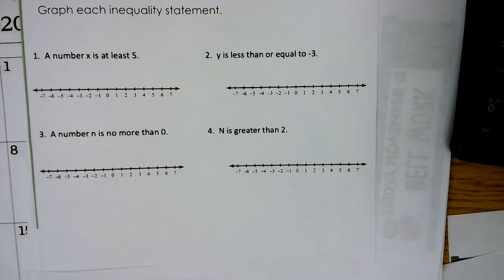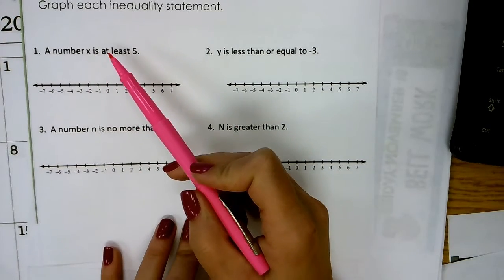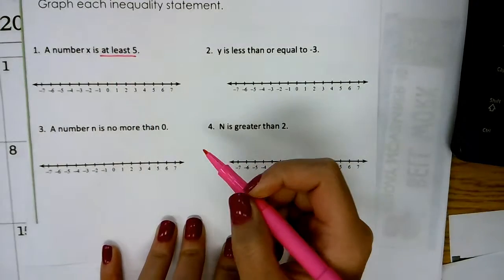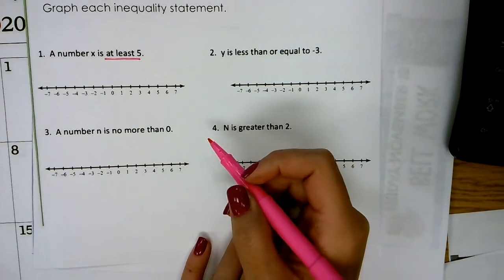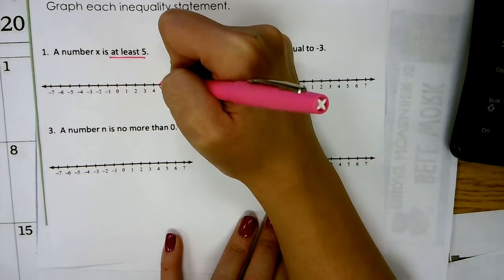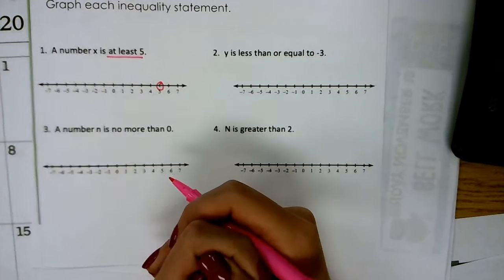Alright, here the directions say to graph each inequality statement. So, number 1 says a number x is at least 5. At least. We need to figure out what inequality symbol represents at least. So, we're going to start by putting an open circle on 5, because remember, let's make it open first, then we can fill it in if we need to.